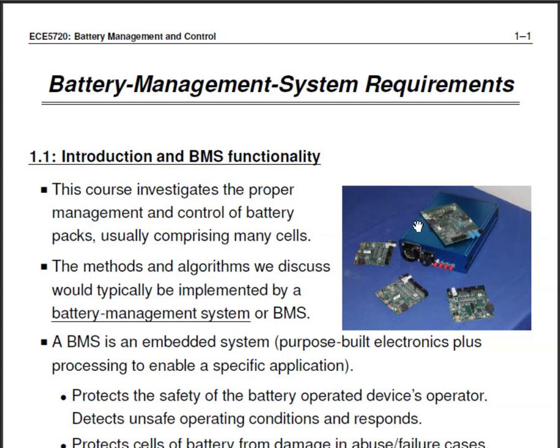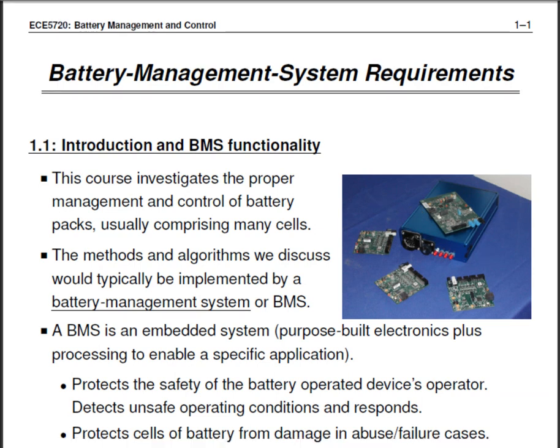Good evening. So after the completion of regenerative braking under this lecture number 21, we are going to see the battery management system requirements. So this is a PDF which is taken from Dr. Gregory's website. So what is meant by battery management system and what are the system requirements and some of the basics we are going to see in this 29 page notes.